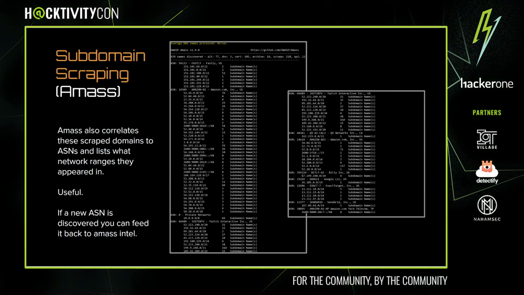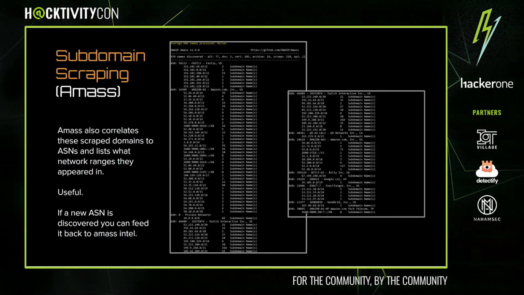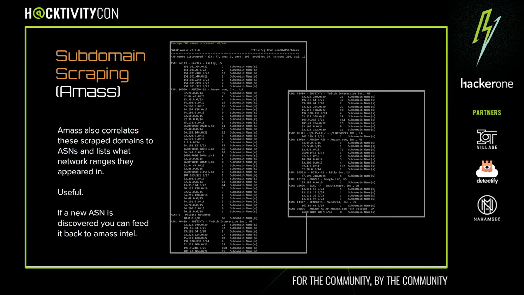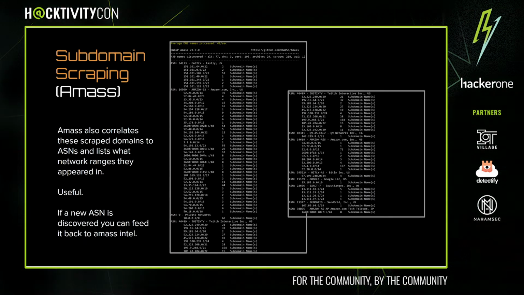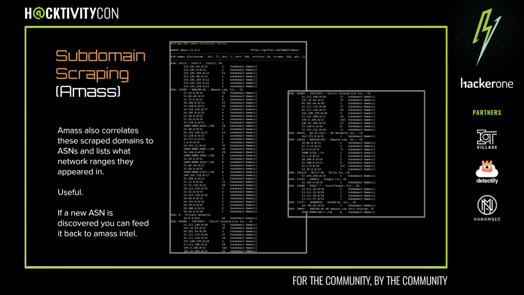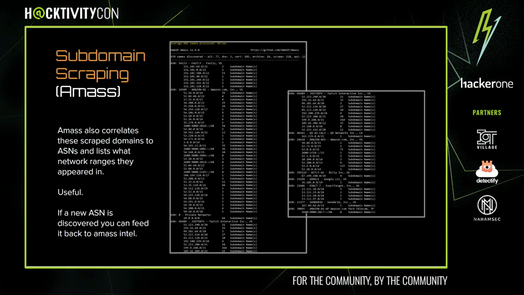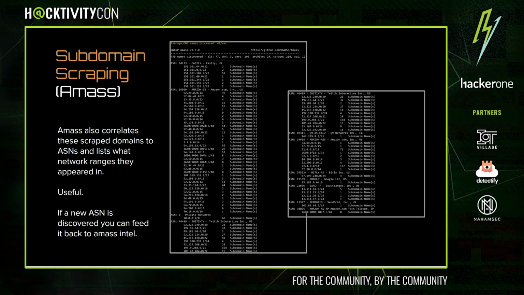In fact, I've done this before with enum, and the table will give me back an ASN that I failed to gather in the earlier part of the methodology. So I'll go back and I'll start the process over with that ASN that I now know is associated to my target. So this table, super sweet.